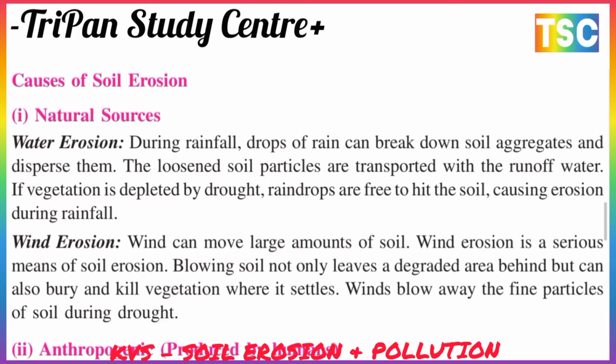And the vegetation is depleted by the barren land, as the raindrops are free to hit the soil, causing erosion by rainfall. The next is wind erosion. Wind erosion is an important factor. The wind can remove a large amount of soil. Wind erosion is a serious means of soil erosion, and blowing soil not only leaves a degraded area behind, but can also kill the vegetation. And the wind blows away the fine particles of soil during a drought.